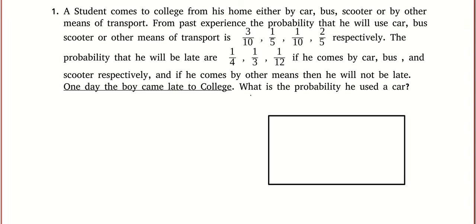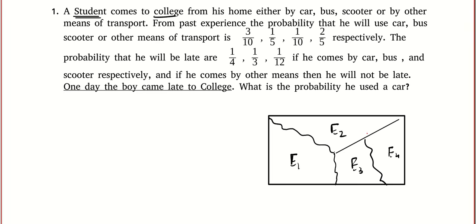Here they are talking about a particular student commuting to his college. I have already read the question, so I know that I can break this into 4 parts. How many parts can I break this into? I can break this into 4 parts. There is an event which will be common to all of them, and that common event is capital A.